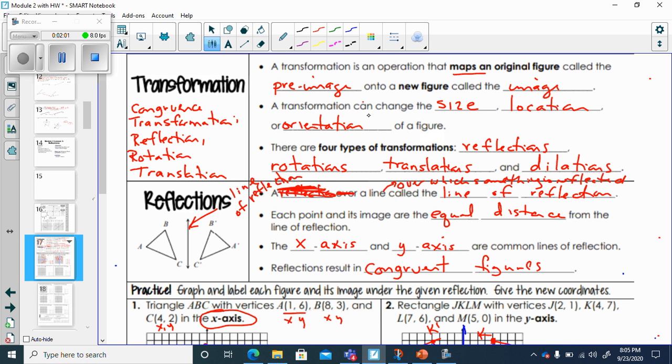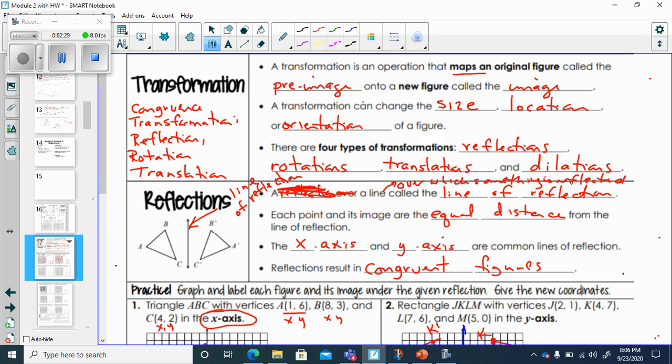Now, a transformation, notice we're just talking transformation, not just congruence transformations. We're talking all transformations now. A transformation can change the size, location, or orientation of a figure. There are 4 types of transformations, not 4 types of congruence transformations, but 4 types of transformations. Reflections, rotations, translations, and dilations.